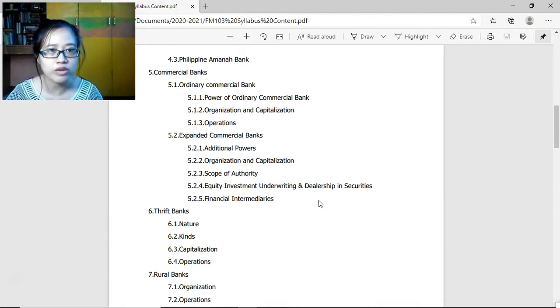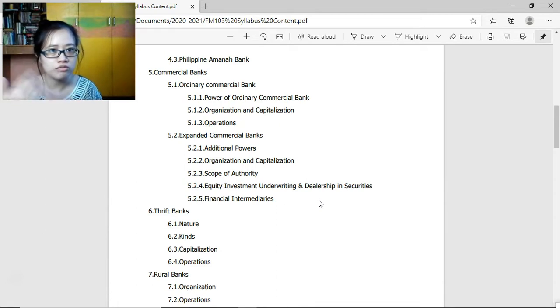Topic number 5, we have commercial banks. Ordinary commercial bank, we'll be discussing the power, the organization and capitalization, and then the operations. For expanded commercial banks, we will also be discussing their additional powers, organization and capitalization, scope of authority, equity investment, underwriting, and dealership in securities, and then the financial intermediaries.